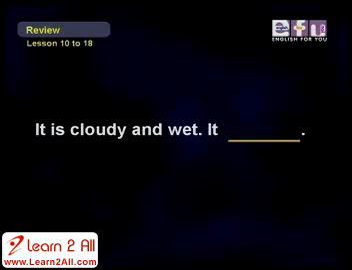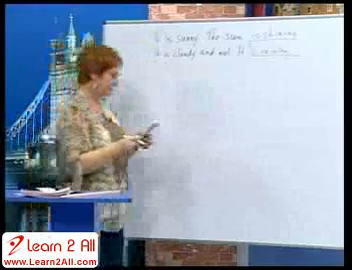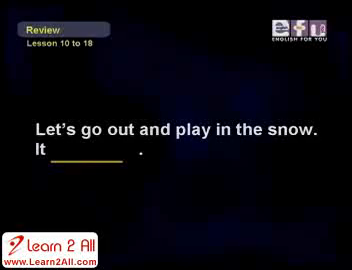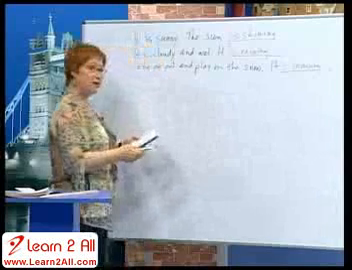Okay, here's another one. It is cloudy and wet. Okay, Susan, what's the... It is raining. Okay, it is raining. All right, it's cloudy and wet. It's raining. Now, here comes another one. Let's go out and play in the snow. Ollie? It is snowing. Yes, we can also say it's snowing. All right. Do you like snow, Ollie? Yes, I do. Great.